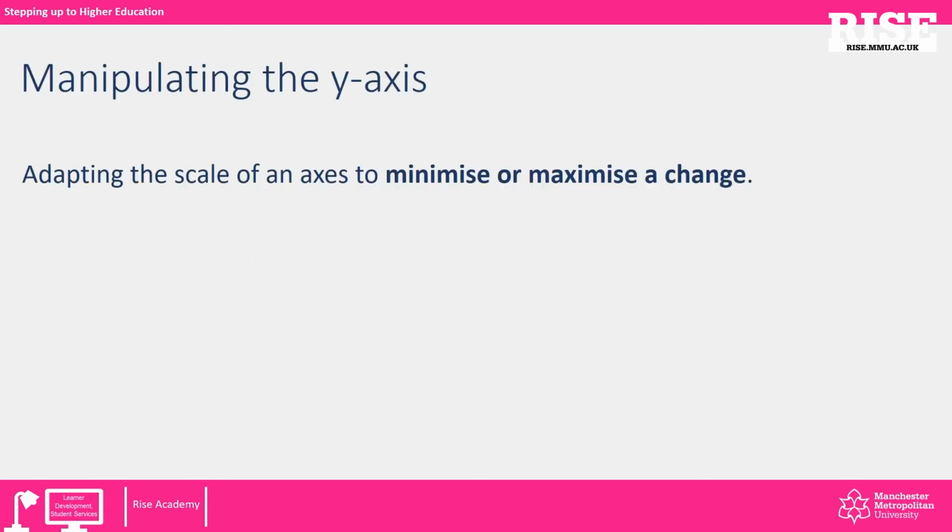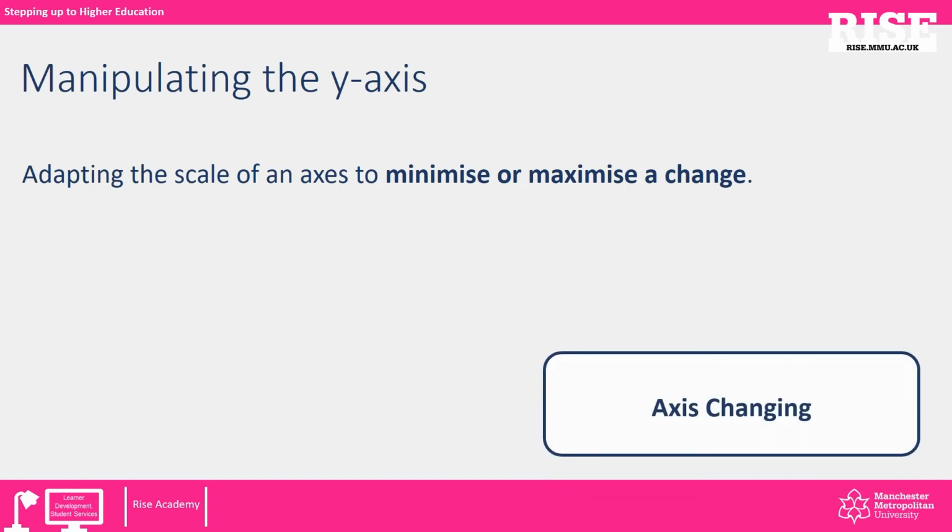So what's manipulating the y-axis then? This is where we adapt the scale of an axis to either minimise or maximise a change. This is known simply as axis changing in the data visualization world. Axis manipulation is almost the opposite of truncating data, because they include the axis and baselines, but change them so much that they lose meaning.